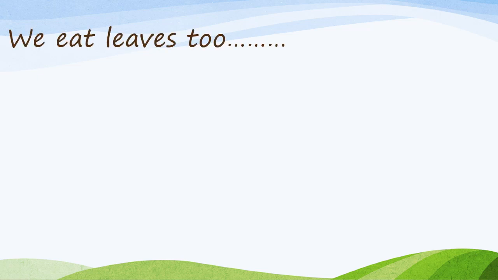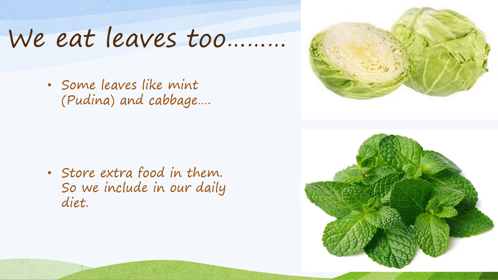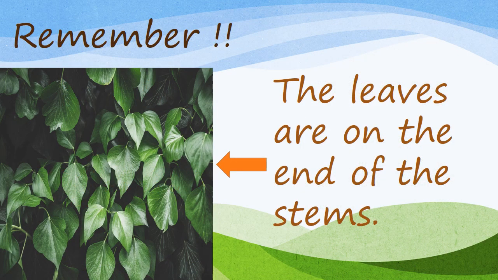So, how many of you like green leafy vegetables, or a vegetable which is leaves, that we eat? Okay, as you know, children, we eat leaves too. Just think of some vegetables which are leafy, right? Some leaves like mint, that is pudina, and cabbage. We eat these leaves. They store extra food in them, so we include them in our daily life. Remember, the leaves are on the end of the stems. So let us learn the next part.